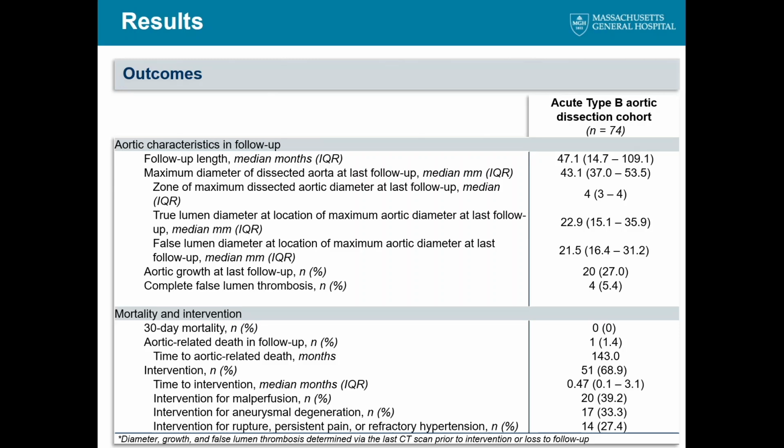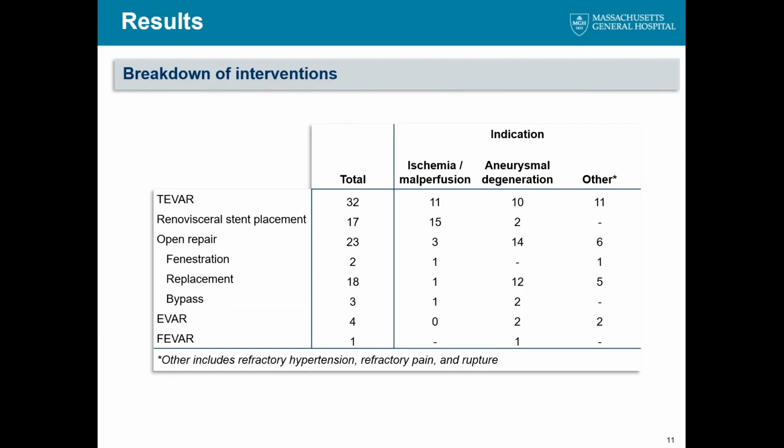Now taking a deeper look at the interventions, breaking these down by indication and modality. TVARs were the most common performed, and performed approximately equally for malperfusion or ischemia, long-term aneurysmal degeneration, or other, which includes refractory hypertension, refractory pain, or rupture.